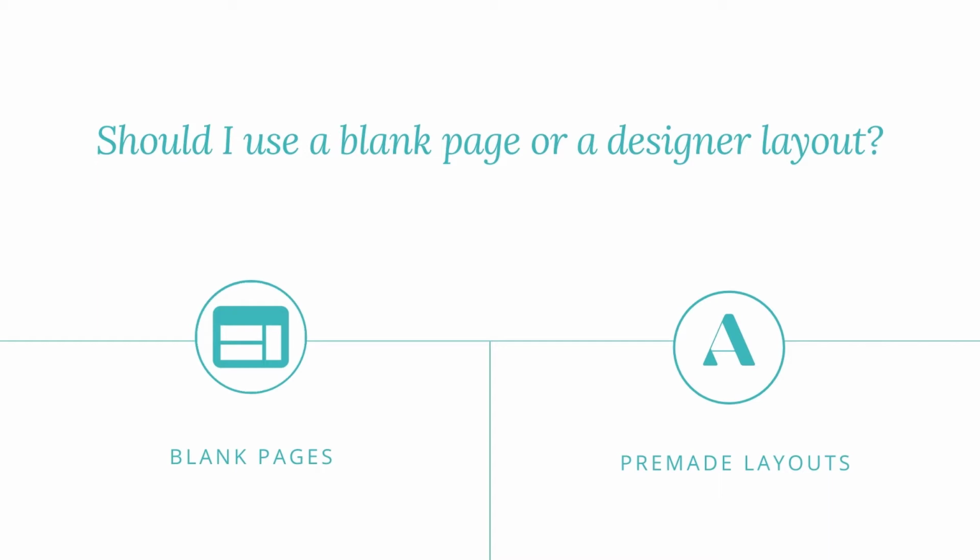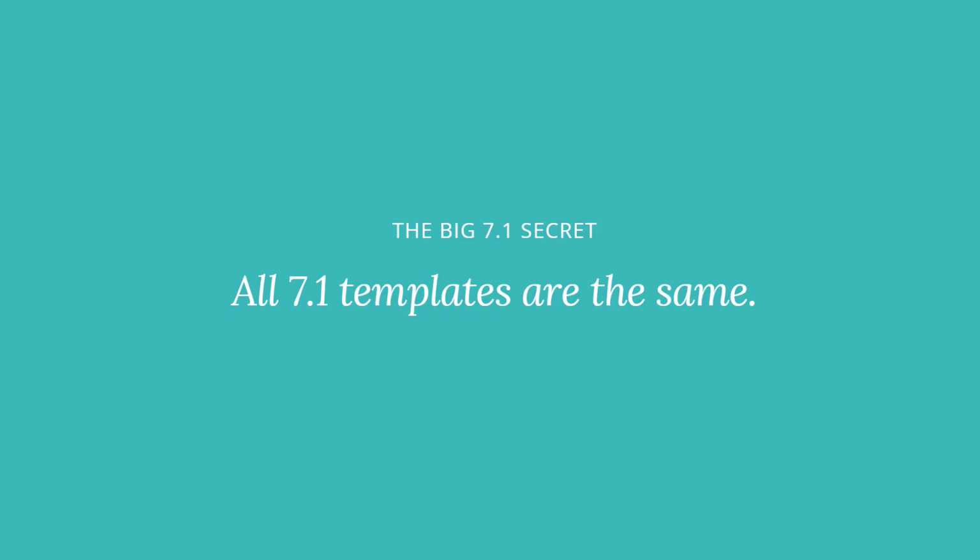But if you know that you have a lot of creative stuff you want to try and none of those layouts really match, then start with a blank page and add as many sections and pieces of content that you want to make sure that that page reflects exactly the design style that you're going for. Because you've got to remember that number one secret, all 7.1 templates are exactly the same.